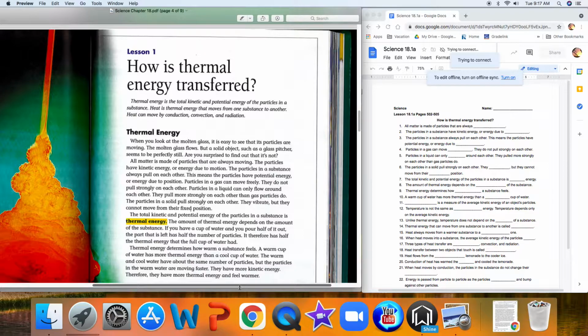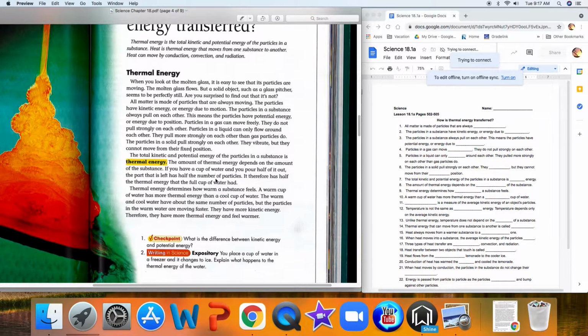The water that we had in there, guys, was what we're going to talk about today. It was increasing the amount of thermal energy that was available. So we're going to start lesson 1 today. We're going to learn what thermal energy is and how it's transferred. Let's get started on page 1.